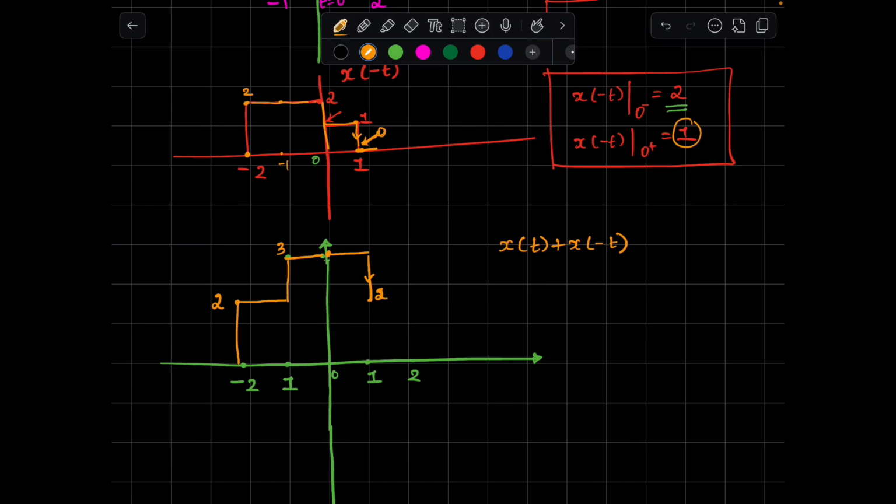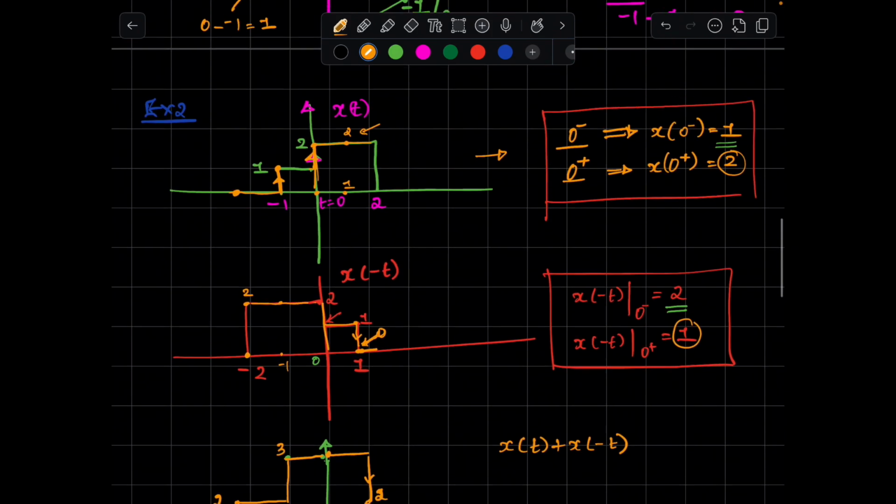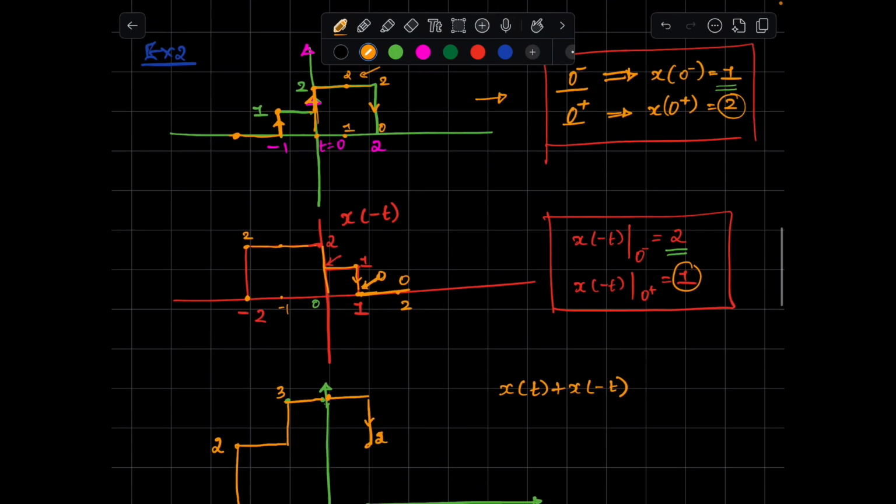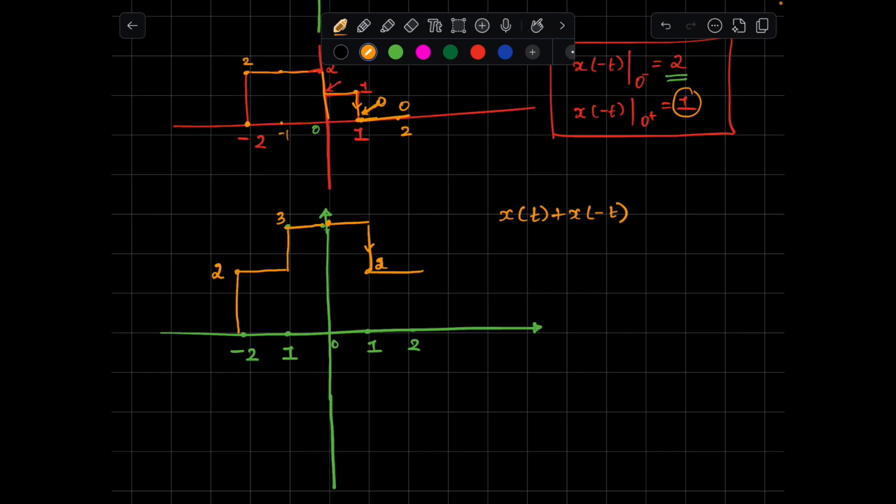And the third part, as we have seen, this is going down from 2 to 0, and here there is no signal at 2, no amplitude. So the amplitude will also go from 2 to 0 at 2. So this is what is happening. Okay, so you can see this. I will just draw it neatly.